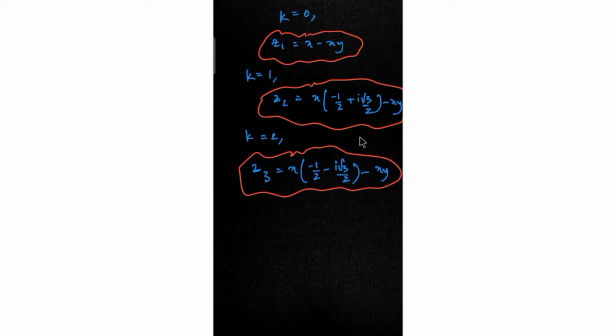So 3 values of z we have got, which satisfy the equation (z plus xy) whole cube is equal to x cube. Now each represents a vertex of the triangle, so we can just find the length of each side just by subtracting any two of them. I'll be using z1 and z2.